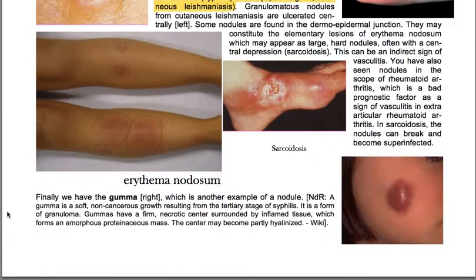Finally, we have the gumma, which is another example of a nodule. It is a soft non-cancerous growth resulting from the tertiary stage of syphilis. It is a form of granuloma. Gummas have a firm necrotic center surrounded by inflamed tissue, which forms an amorphous proteinaceous mass. The center may become partly hyalinized.